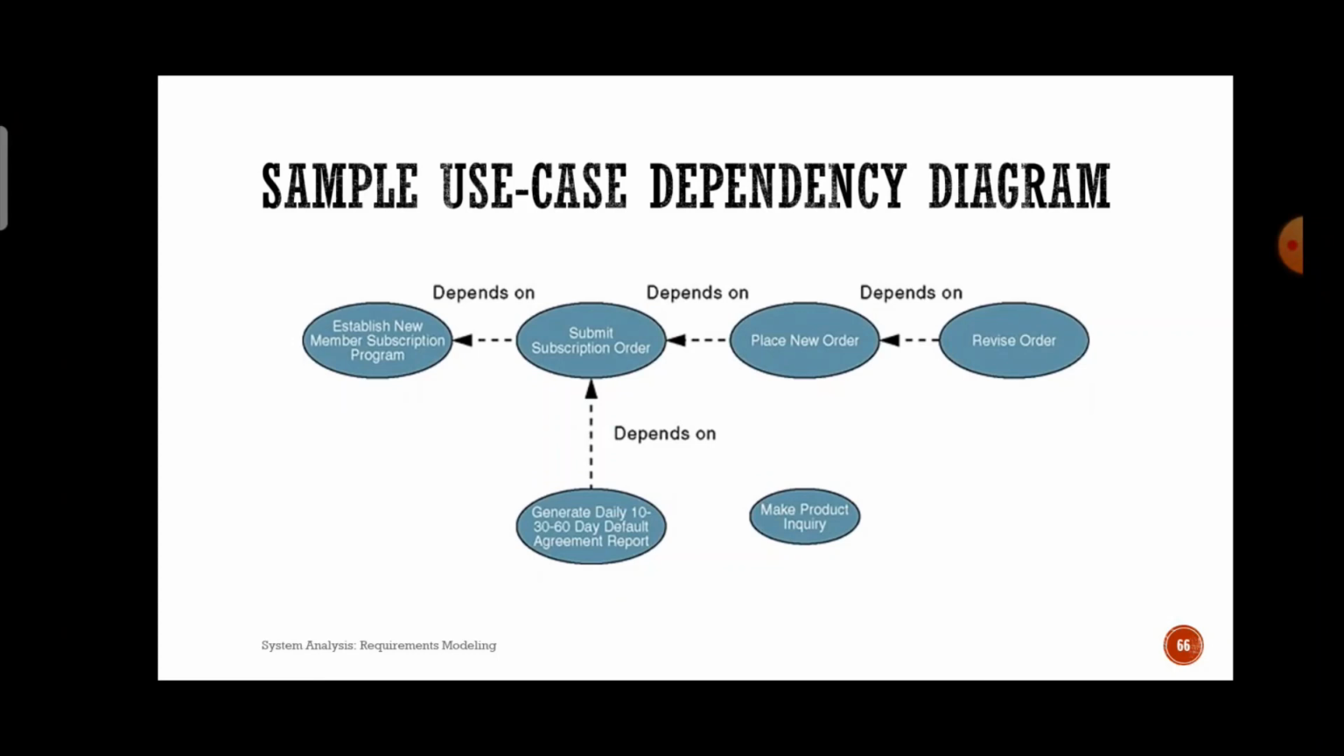So this is make product inquiry. Generate daily 10, 30, 60 day default agreement will depend on submit subscription order. From revise order, it will depend on place order, then to submit subscription order, then to establish a new member subscription program.